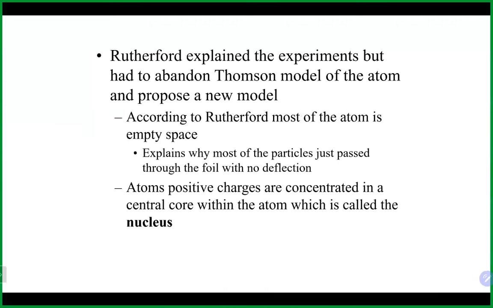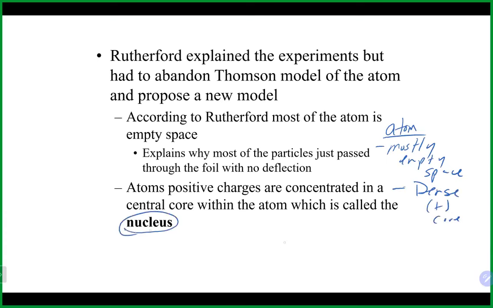What they said was basically the atom is mostly empty space, and that accounts for pretty much why most of those particles had no problem coming through. So our atom is mostly empty space. As we just talked about, it had to have a very dense positive core, which they called a nucleus. So we got this nucleus, which is a very densely positive core, which were later found to be the protons, being those positive guys.